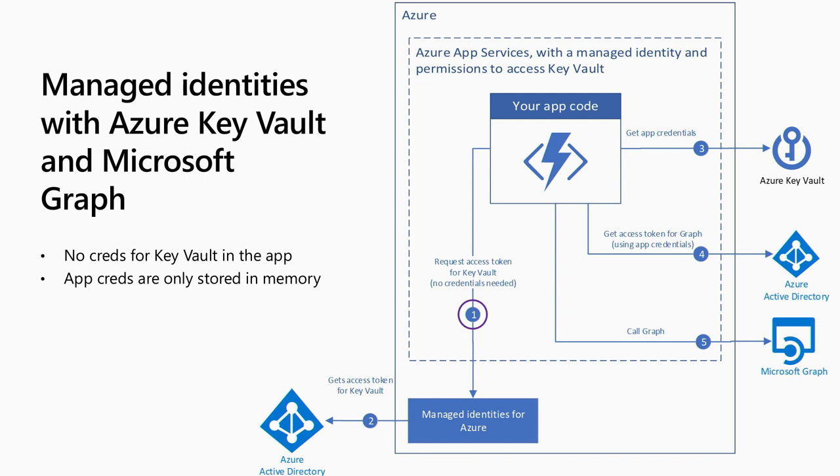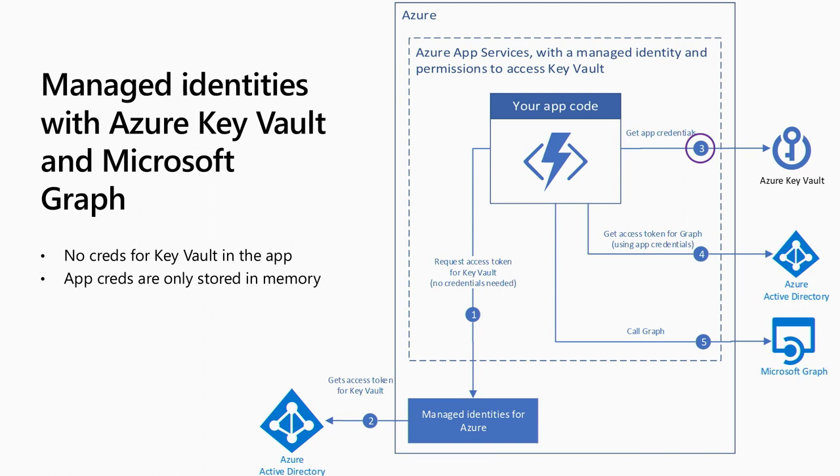So instead of doing that, I'm calling this managed identities component with no credentials. I don't know what they are for Key Vault. This component recognizes that this instance of app services is allowed to access Key Vault. So on my behalf, it calls into Azure Active Directory and requests an access token for that Key Vault. And I get that back. I present that to Key Vault and retrieve my app credentials.